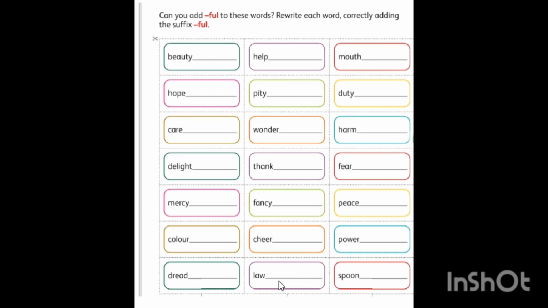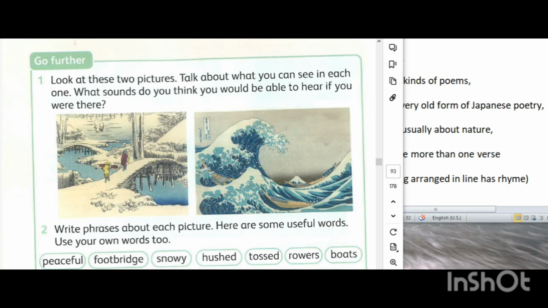The next one, law. What's the meaning of law? It is a system of rules that society or government develops in order to deal with crime. This is law. Spoon. It's an object that we use for eating and serving food. I want you now to do this exercise by putting full, and know that you choose a noun or a verb to change into an adjective. Here we have two pictures from Japan, very old Japanese paintings. Look at these two pictures. Look at what you can see in each one.